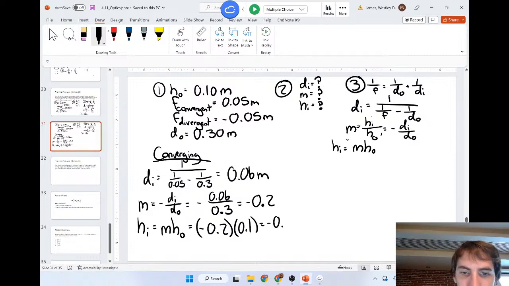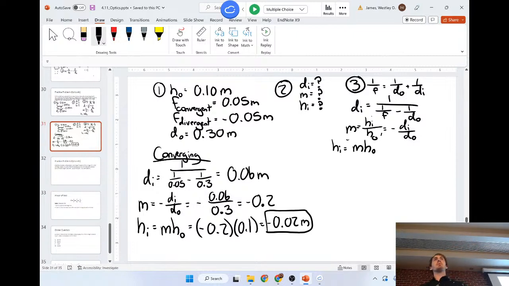All right, this one I feel fairly confident in my ability to multiply. And we get a height that is negative 0.02. It is upside down, so it's negative. And it's 1/10 the size of the object. 2 centimeters versus 10 centimeters. So just a lot of simple algebra, a lot of simple number chugging. Nothing too crazy with our equations. Only thing is remembering that divergent lens.